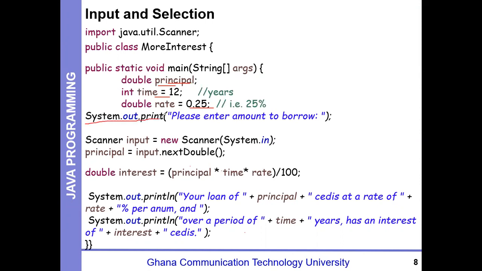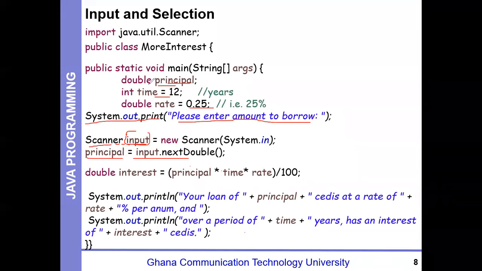So we said system.out.print, please enter amount to borrow. But you can say type in how much you want to borrow or whatever. And then once the user hits enter, we do this. Scanner input: we create the input object from the Scanner class, and then we use that to pick whatever the user has typed and assign it to the principal.